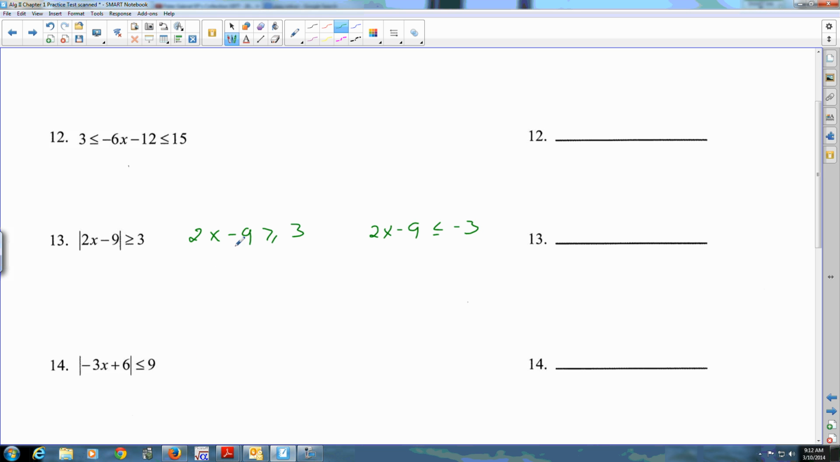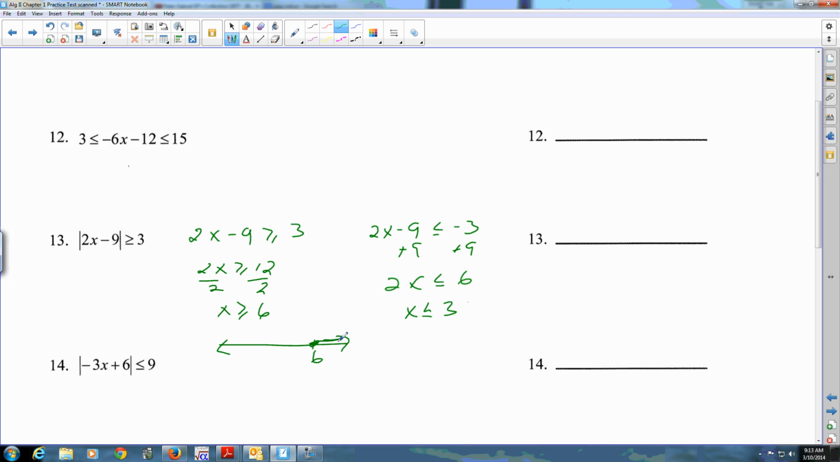Okay? So add the 9 over, divide by 2. Oops, I don't know why I wrote 3. I apologize. There we go. Add the 9 over, so plus 9, plus 9. So you have 2x less than or equal to 6, divided by 2, and you get x less than or equal to 3.